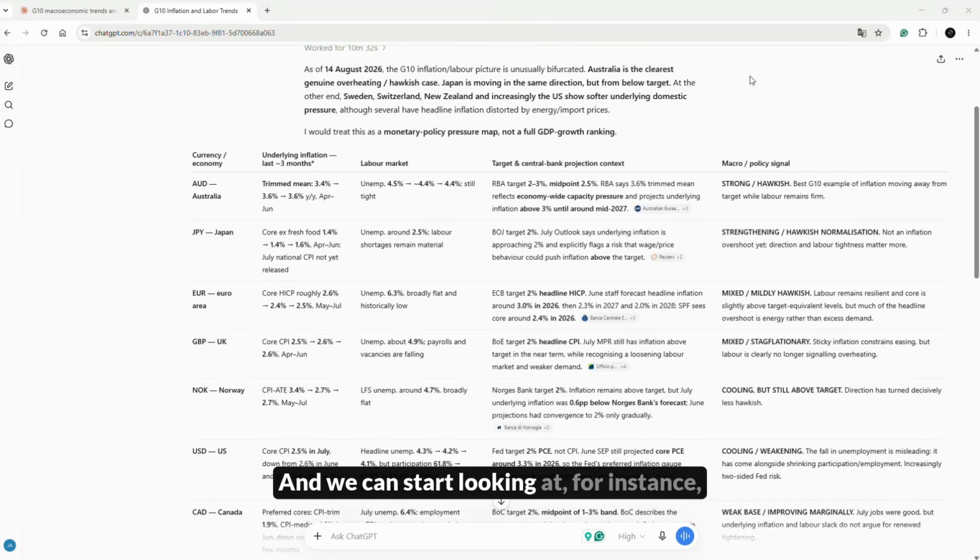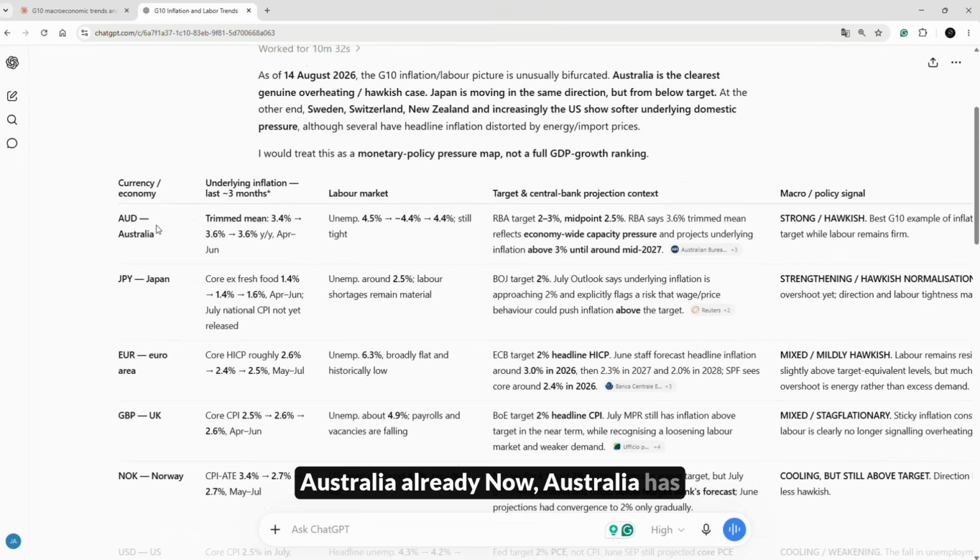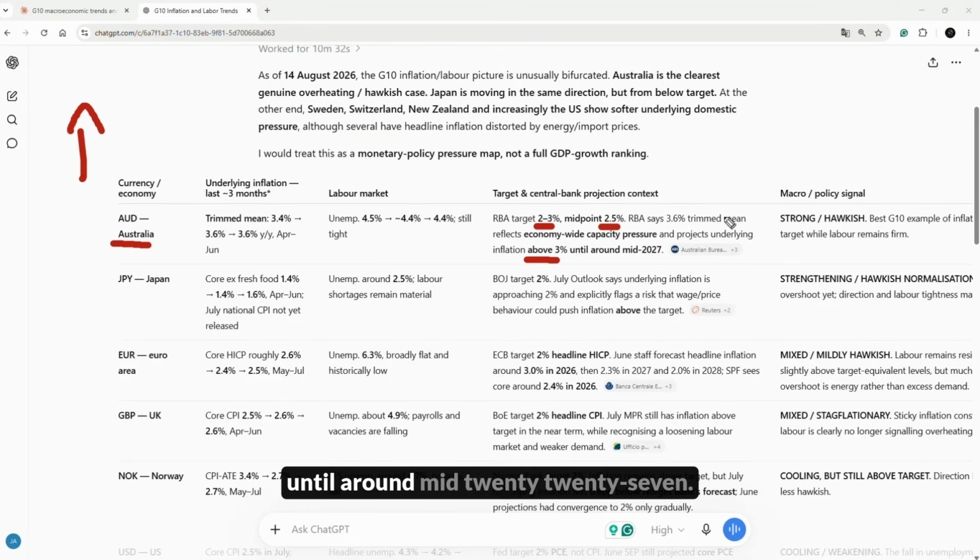And we can start looking at Australia already. Australia has trimmed mean CPI, which, as explained, is essentially core CPI for Australia, and it's the central bank's focus. We have trimmed mean over the past 3 months going from 3.4% to 3.6%, and the latest still sticking at 3.6%. Inflation is elevated because the RBA, as ChatGPT says very nicely, targets 2 to 3%, midpoint 2.5%. So 3.6% trimmed mean reflects inflation still running above 3% until around mid-2027.